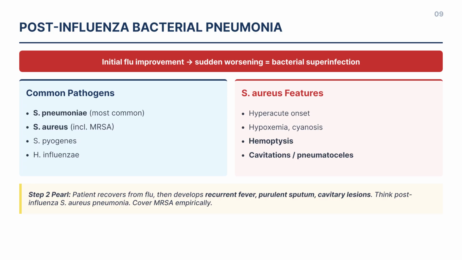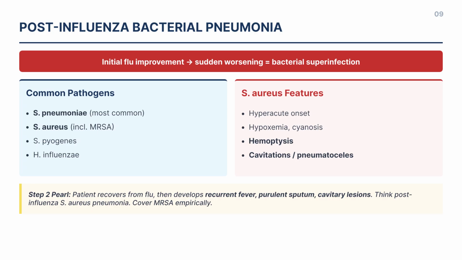The classic vignette is a patient with influenza who initially starts to improve, then suddenly worsens with new fever and purulent cough. The most common causative pathogens are Streptococcus pneumoniae, which is the most frequent, Staphylococcus aureus including MRSA, Streptococcus pyogenes, and Haemophilus influenzae. Post-influenza Staph aureus pneumonia has classic features: hyperacute onset, severe hypoxemia and cyanosis, hemoptysis, and importantly, cavitations or pneumatocysts on chest X-ray.